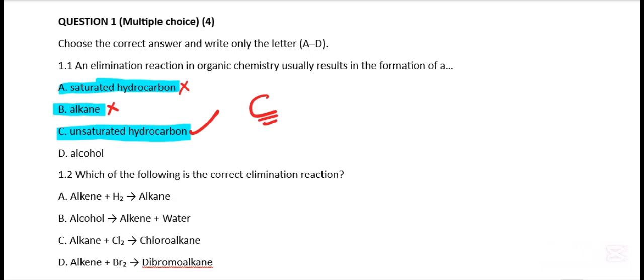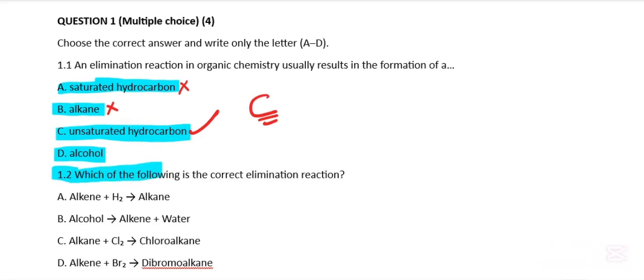What about alcohol? Alcohol is not formed in elimination because we remove water, or we remove hydrogen, or we remove HCl, or we remove hydrogen only, or halogen only. Okay, let's quickly go to number 2. One of the following is the correct elimination reaction.